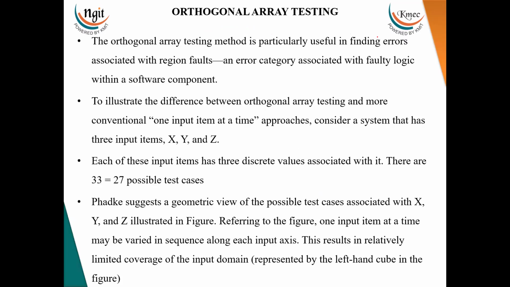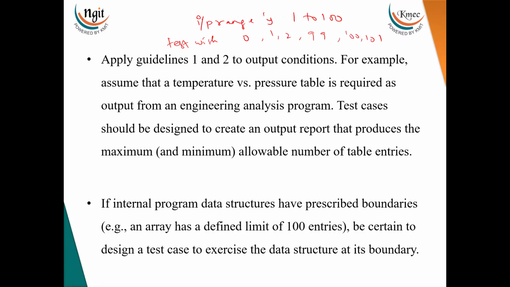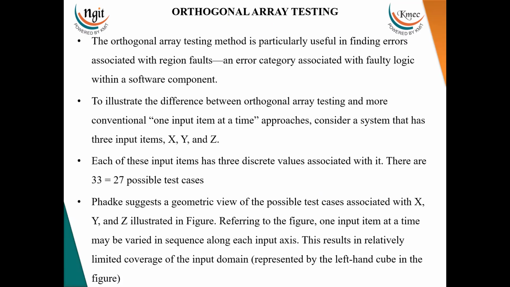Next, orthogonal array testing. But before this, in boundary value analysis for output and data structures, we apply it not only to the inputs but also to the outputs and internal data structures like arrays, tables, and lists. Suppose a system generates a temperature versus pressure report with a maximum of 500 rows, we test with 499, 500, and 501 entries. Always test around the maximum capacity of the system. That is about boundary value analysis.